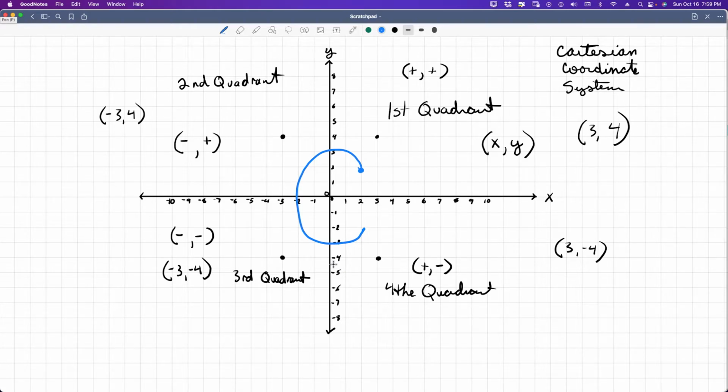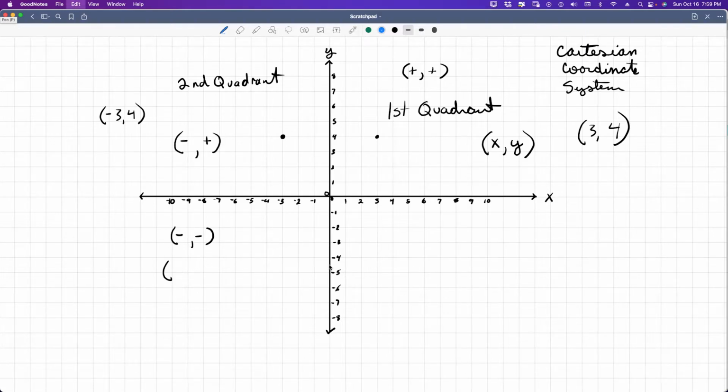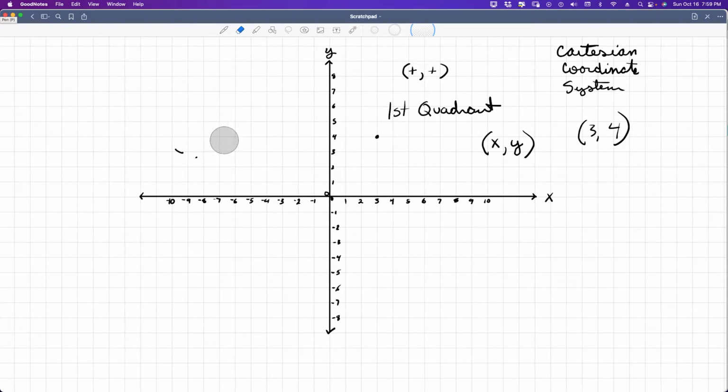All right, I'm going to erase everything except the number line, so give me just a second. I can actually use my eraser at this point. I'm going to take all of this off.